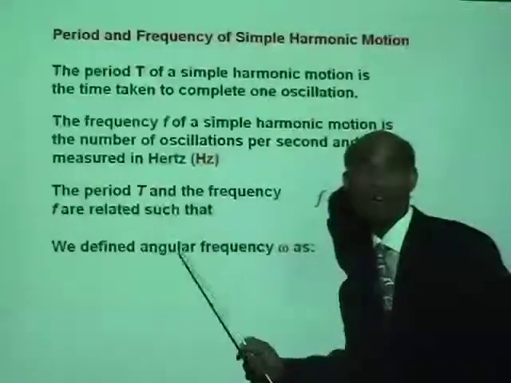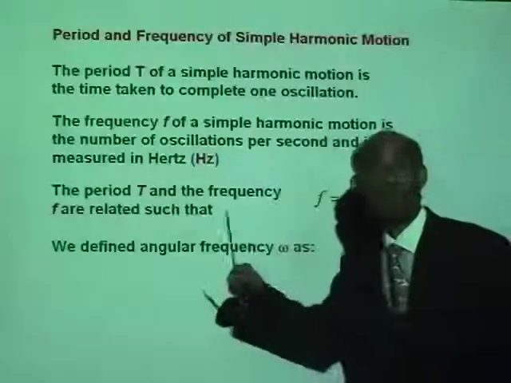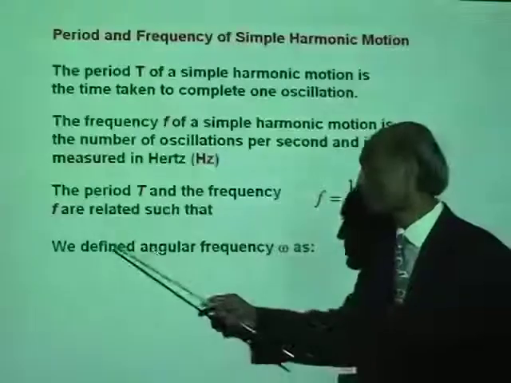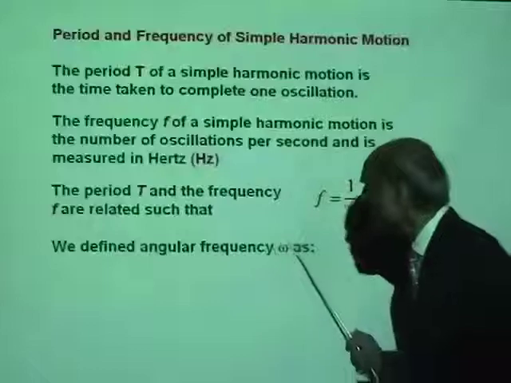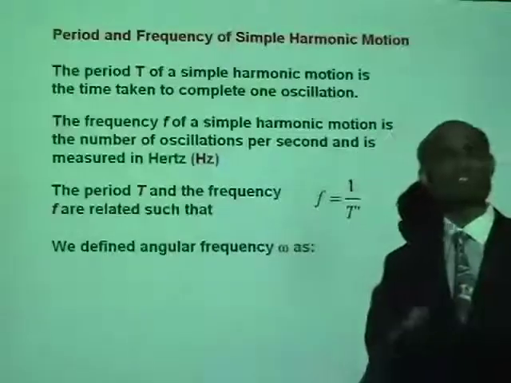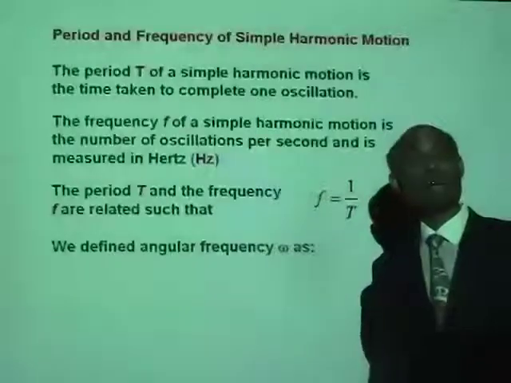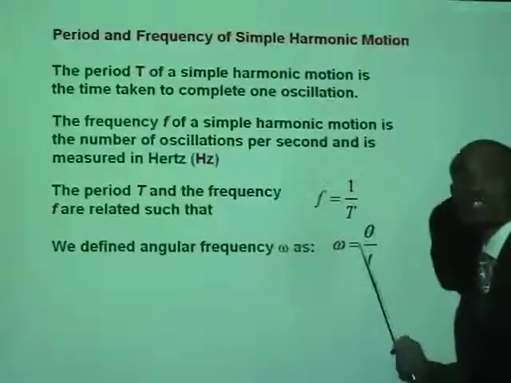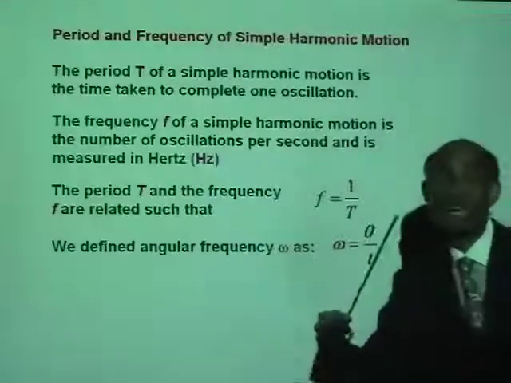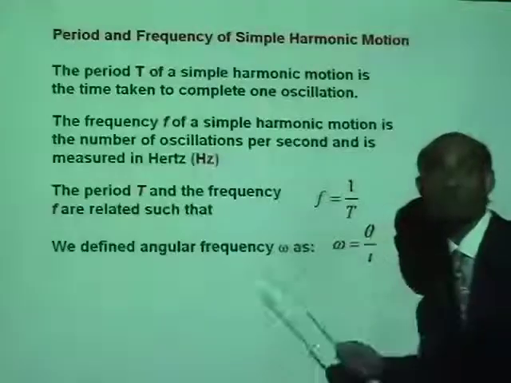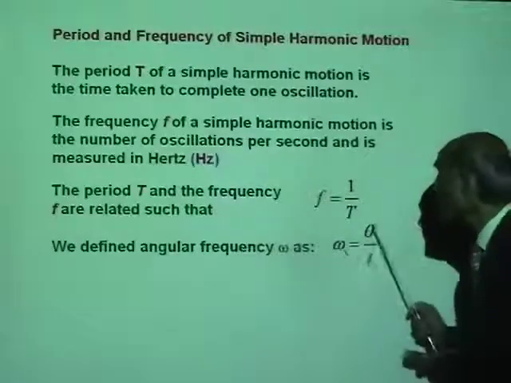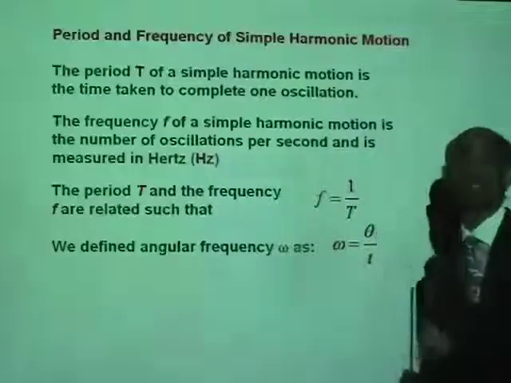Alright, let's now go back and get a couple of more important relations. Do you remember the angular frequency omega? What's the definition of angular frequency omega? Omega is theta over t. This is how we define it. Rate at which the angular displacement changes. So omega equal to theta over t.